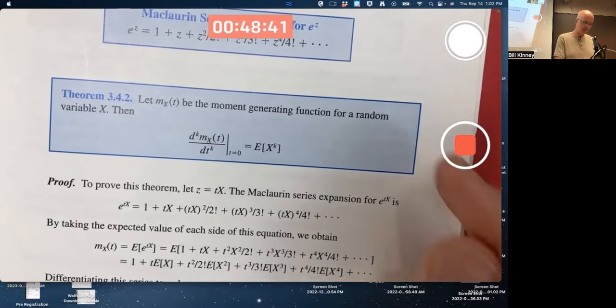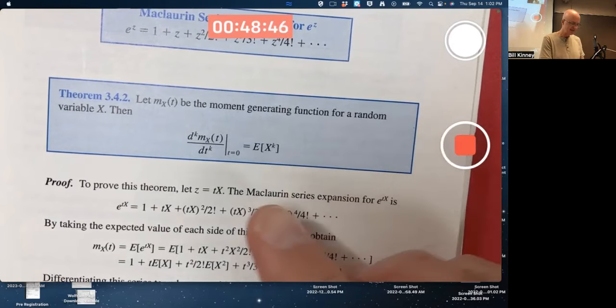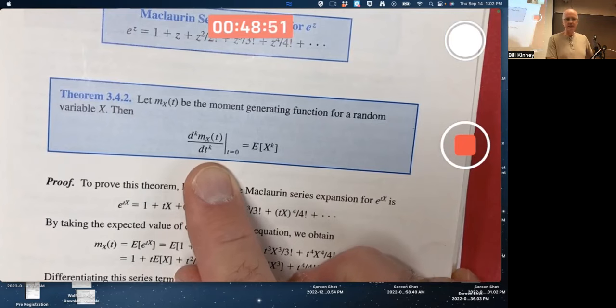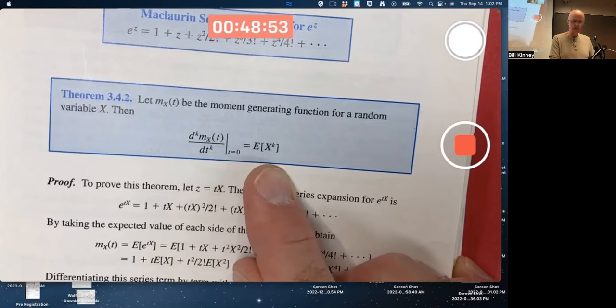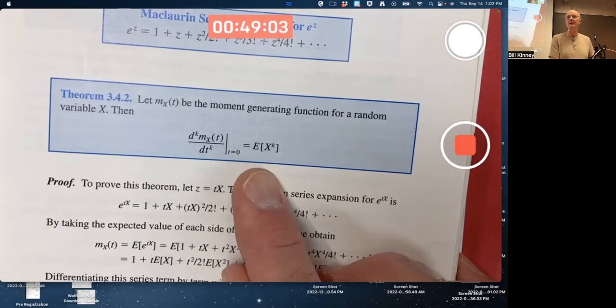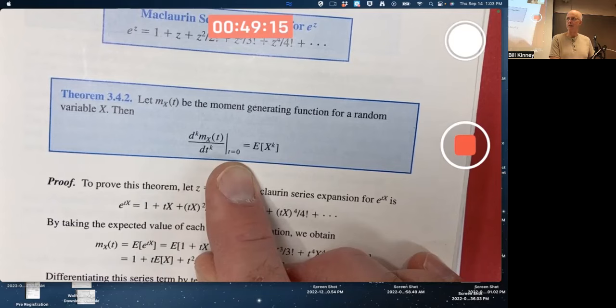Here it is as a theorem. Let M_x(t) be the moment generating function for the random variable x. Then this says the kth derivative with respect to t of the moment generating function evaluated at t equals 0 equals the kth moment of x. Realize that these things are numbers for a given random variable and a given positive integer value of k. The expected value of x to the k power, the kth moment, is a number. And yes, that derivative evaluated at 0 is a number.